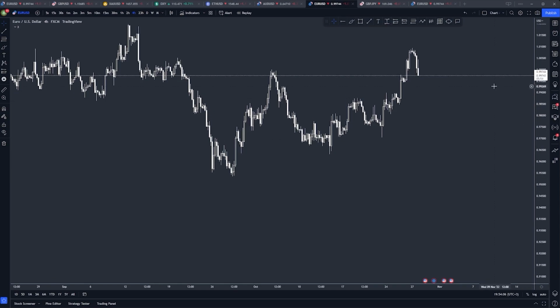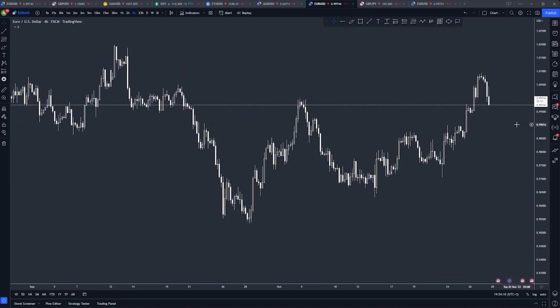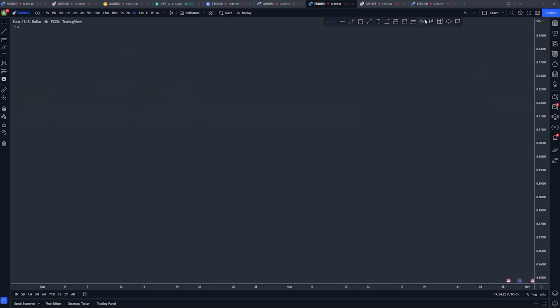So I'm just going to take as an example Euro USD because it has been really clean in the last few weeks. What we really need to understand is that the higher time frame, and when I'm talking about higher time frame, I usually mean just the 4 hour. The 4 hour is more than enough in order to know the direction of the market.